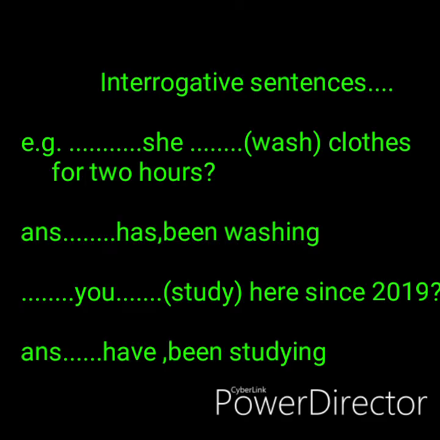In interrogative sentences we use the helping verb before the subject, and the remaining helping verb and main verb are written after the subject. The answer of the first is "has been washing," and next "have been studying." Learn time adverbs, helping verbs and main verbs for better understanding of this topic.